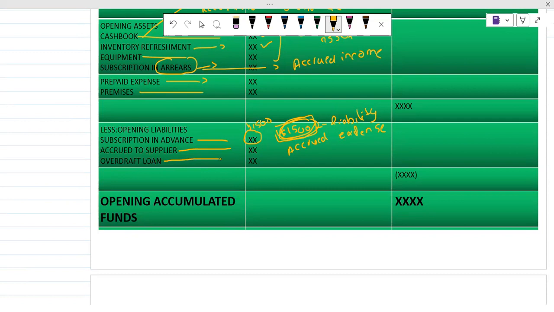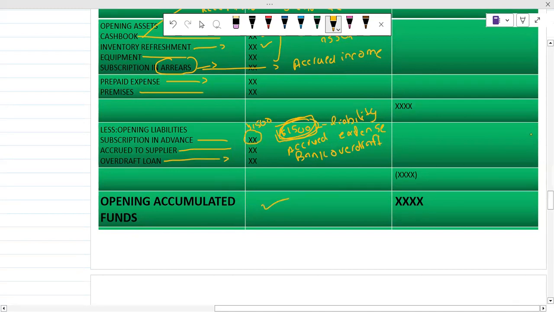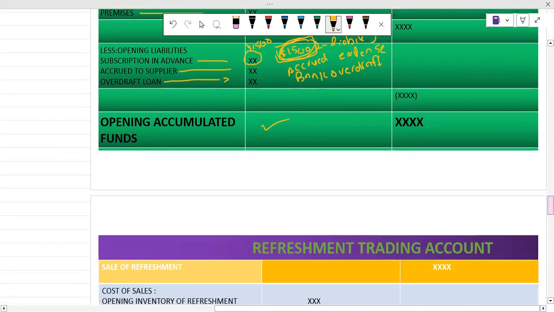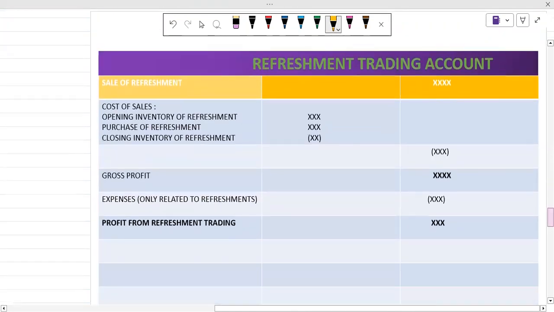And overdraft loan. So what is an overdraft loan? It means basically a bank overdraft, and you know what a bank overdraft is. It also comes under the opening liability section. After that, it is very simple. You just have to add all the opening assets, add all the opening liabilities, and then subtract the opening liabilities from the opening assets, and at the end you will have your opening accumulated fund. This is the type of question which the examiner may ask, on how to calculate this.